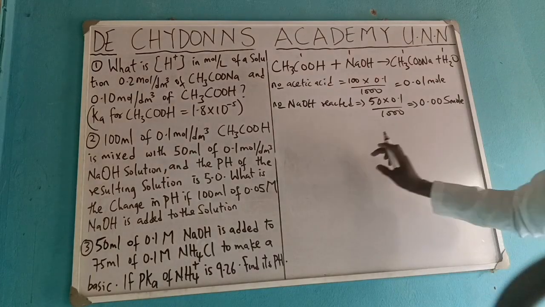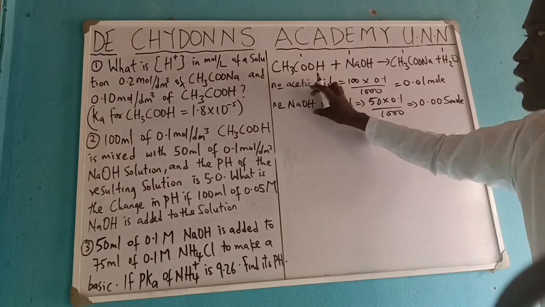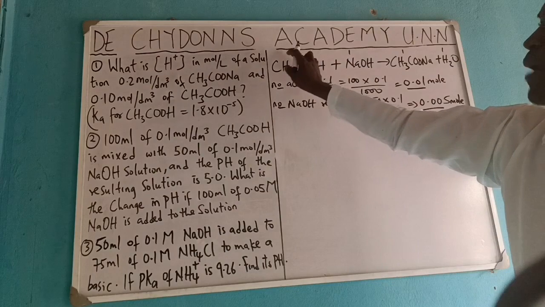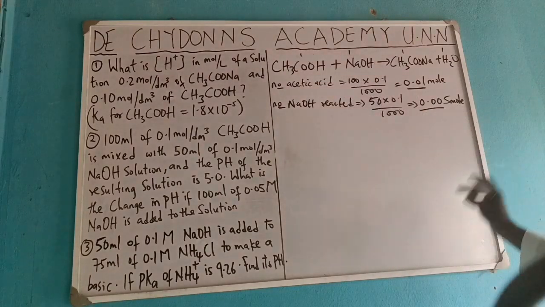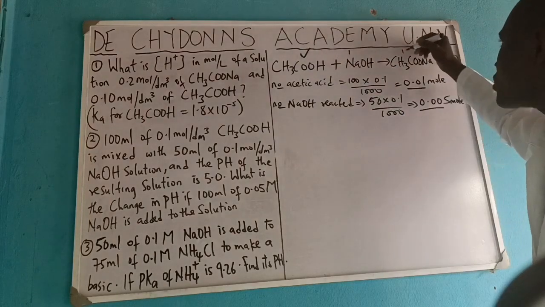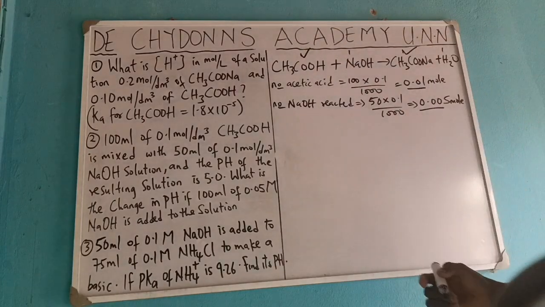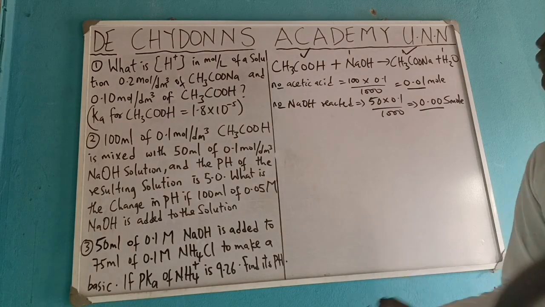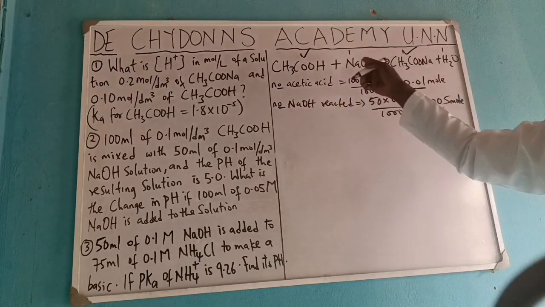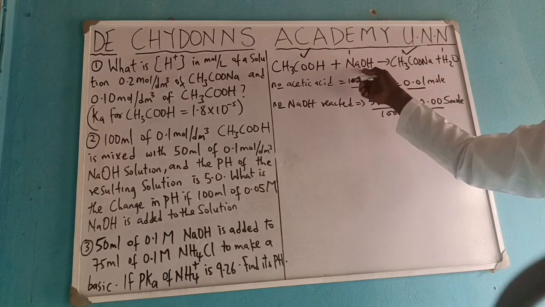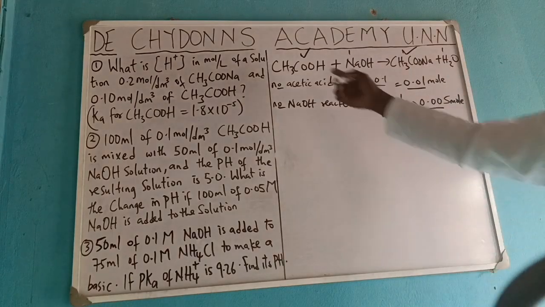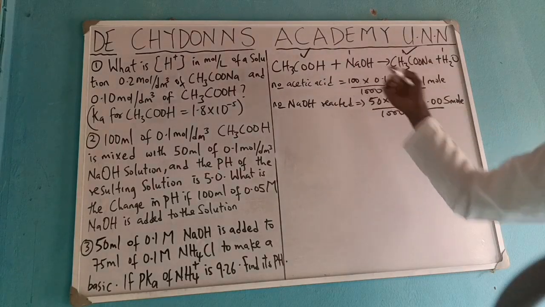Now, you notice that the quantity of acetic acid is higher than that of sodium hydroxide, and they go by 1:1. That means this is an acidic buffer because it has the acid and its conjugate base. An acidic buffer has an acid with its conjugate base. Sodium hydroxide doesn't have a conjugate acid here that we will use. So this is an acidic buffer.